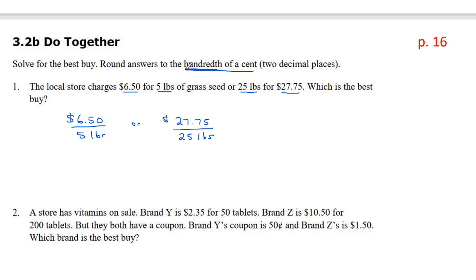When we take our calculator, $6.50 divided by 5, we get 1.3. That's 1.3 per pound. That's our unit rate, $1.30 basically. And then $27.75 divided by 25 gives us $1.11 per pound. So we can see that the big package is the best buy. So we can say the 25 pounds is the best buy.